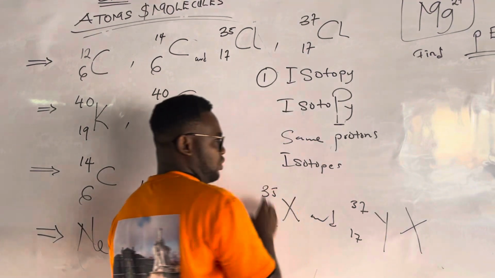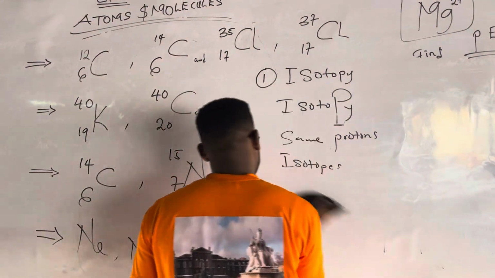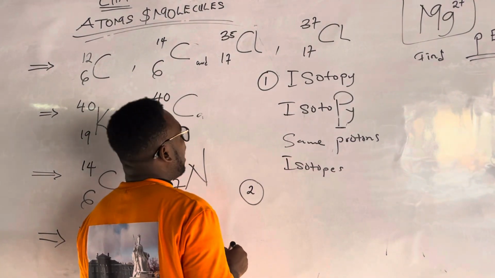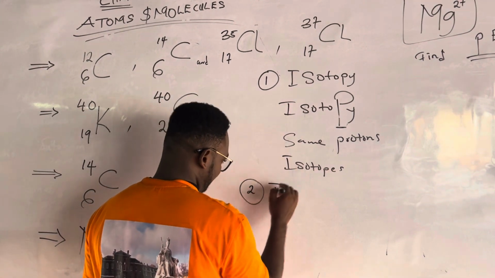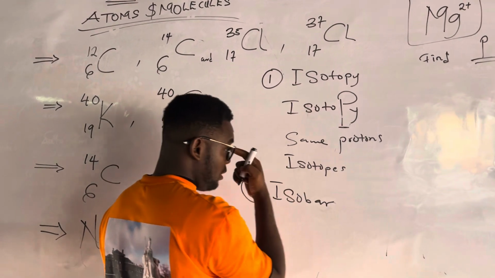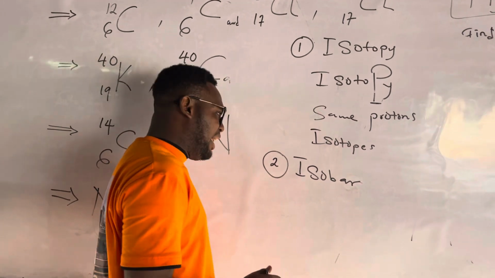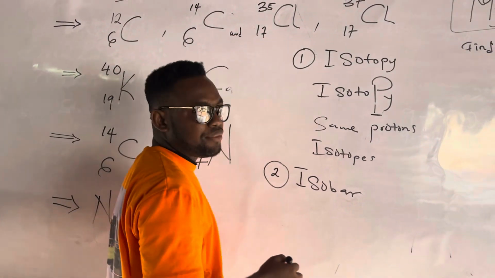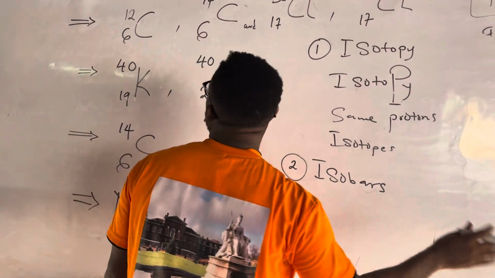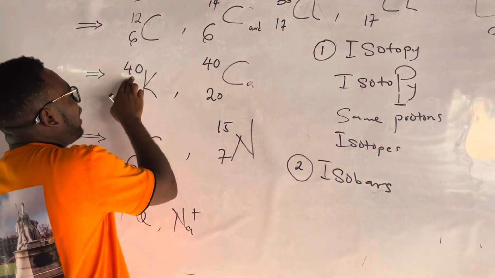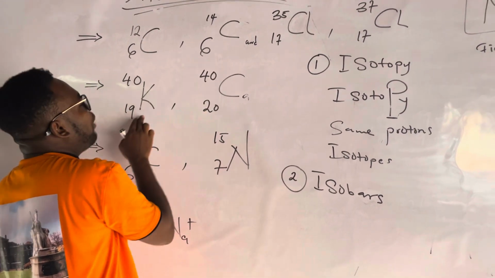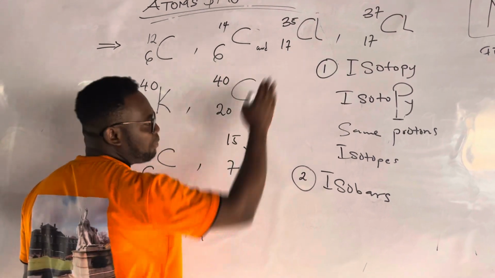All right? So that is isotopy, and we are done with that. Do well to pause the video and copy out whatever you need. Now, there is a second phenomenon which atoms of elements exhibit, and we call that one isobar. Isobar, B-A-R. I usually say it is the opposite of isotopy. Isobars, opposite of isotopy. It then means that for isobars, instead of having different mass numbers, they have the same mass number but different atomic number. That's the opposite of isotopy.